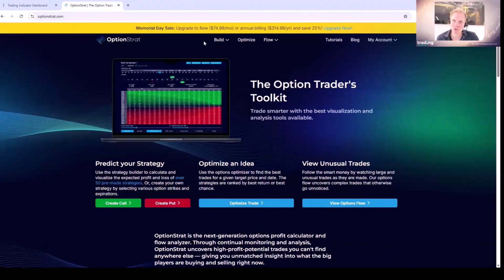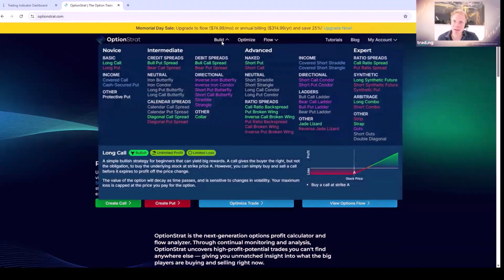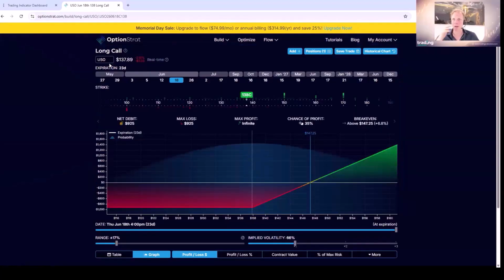In Options Strat, you can use this little build menu here and pick one of the predefined option strategies. I'm going to start really simple. What if we just put in a long call option? We're going to buy a call option. That's what it means. Long call means we're going to buy a call option. So we can type in the symbol name here, USO, as already typed in. It's loaded, the United States Oil Fund. We can see the current price right now is 137.